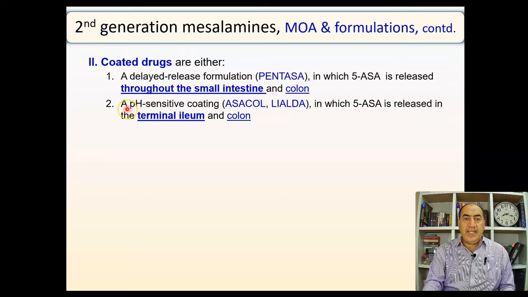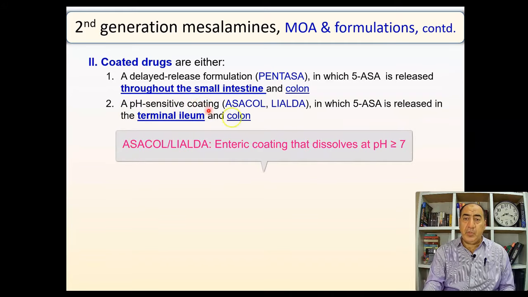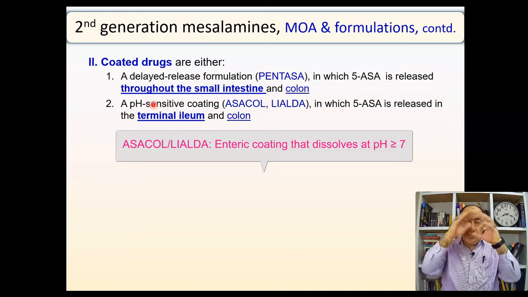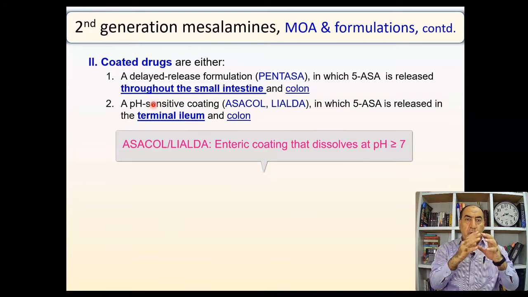And then the second one is a pH-sensitive coating. So this is kind of an enteric coating, in which 5-ASA is released in the terminal ileum, way on the end of the small intestine, and the colon. This enteric coating only opens when the pH is equal to or more than 7.